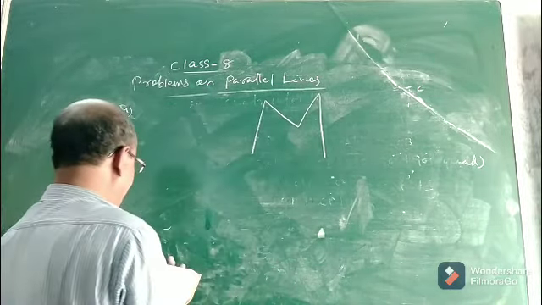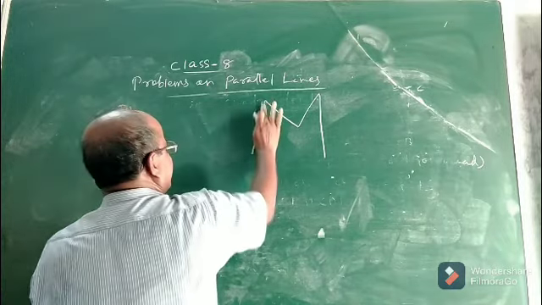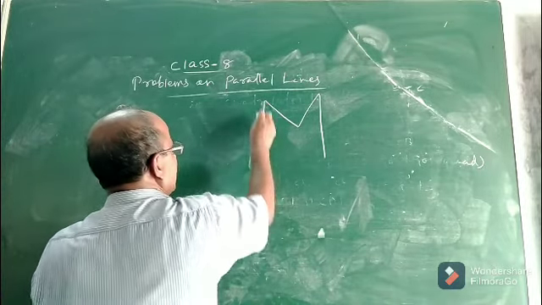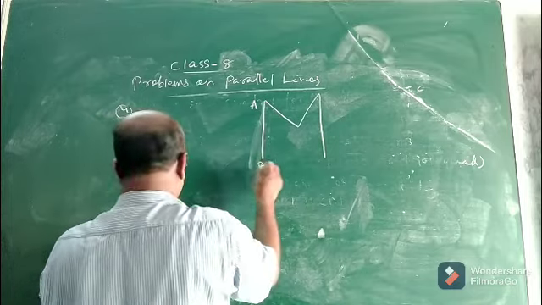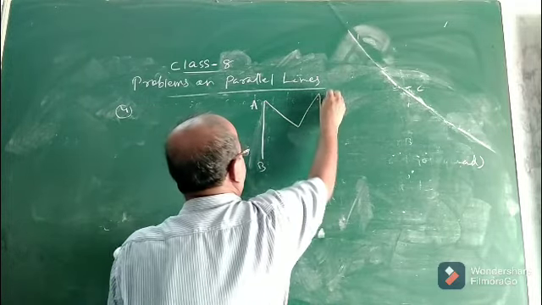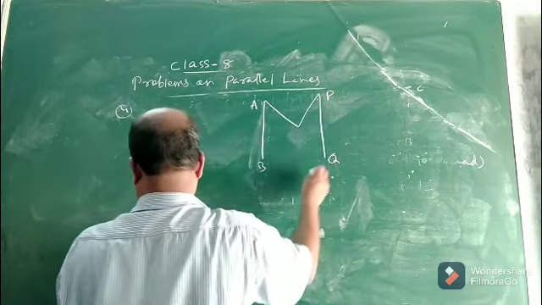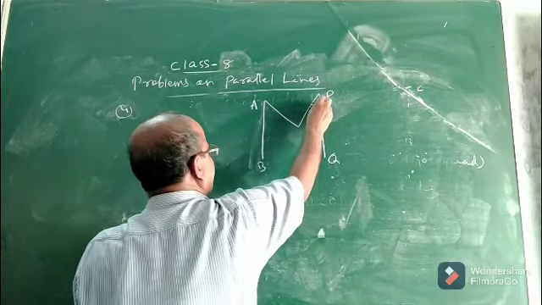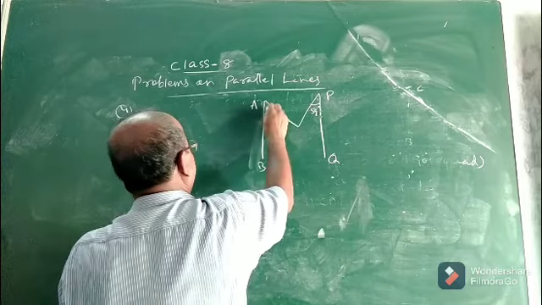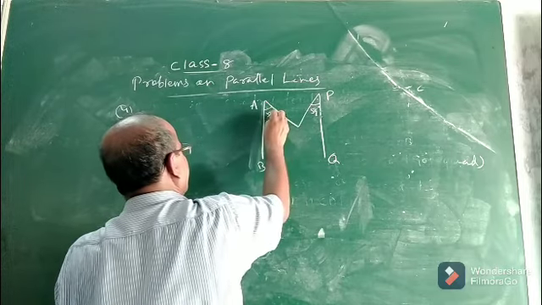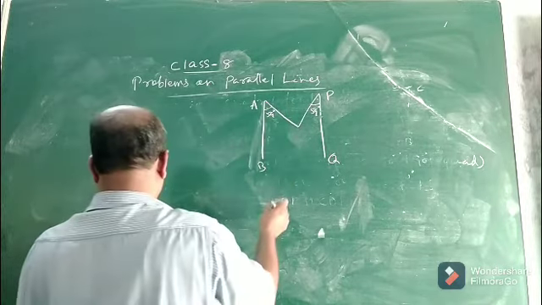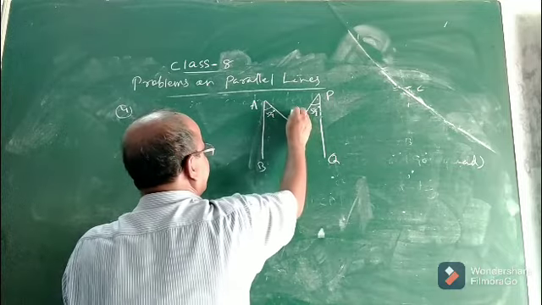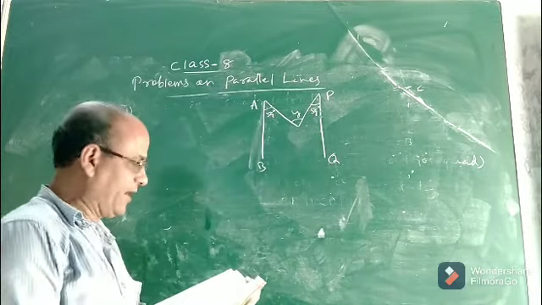Capital M, you see. Suppose this line is your AB. This line is your PQ. Look at this angle, which is given as 59 degrees. This angle is again given as 59 degrees. Now, this angle is Y. How to find the value of Y?